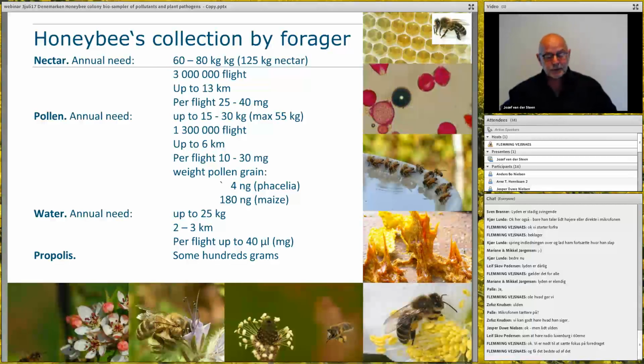For pollen, it's more or less the same. They don't collect 100 kilograms of pollen. They collect about 30 kilograms, having over 1 million flights per colony per year, and collect the pollen in an amount about 10 to 30 milligrams. As well as they collect water up to 25 kilograms, but we all know that part of the water is also coming from evaporation of the nectar, turning into honey.